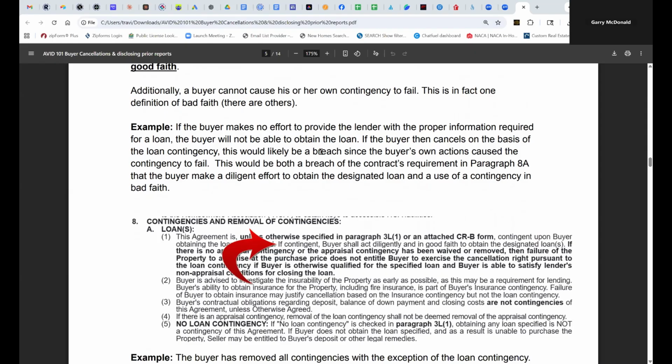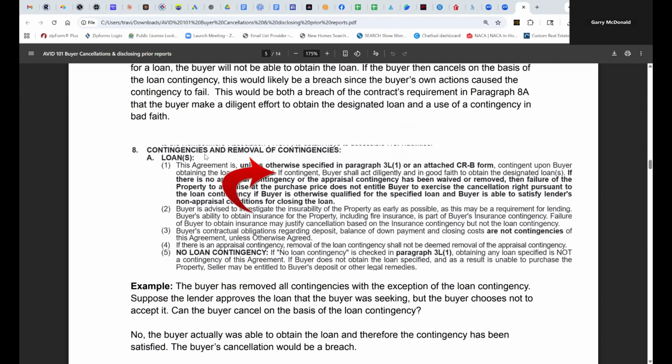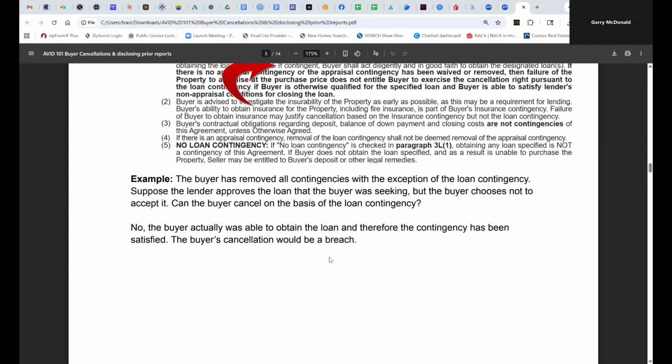This would be both a breach of the contract's requirement in paragraph 8A of the RPA that the buyer make a diligent effort to obtain the designated loan, and a use of the contingency in bad faith. Right here in section 8, you can see it says, if contingent, buyer shall act diligently and in good faith. They say that quite often throughout the RPA, if you have ever read through it.